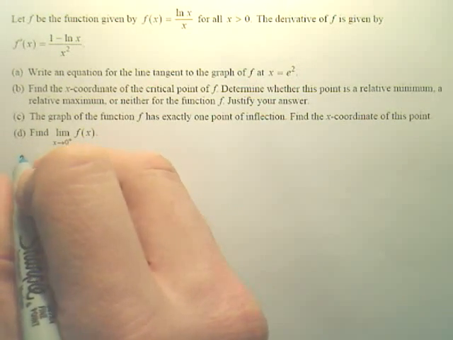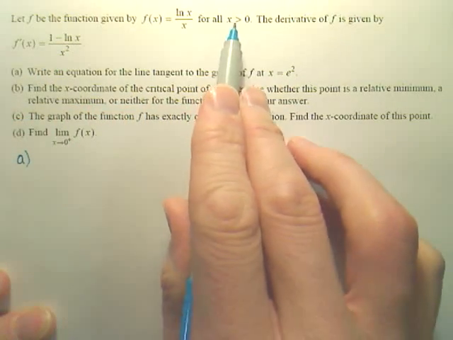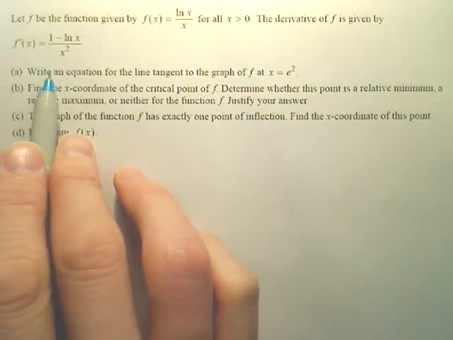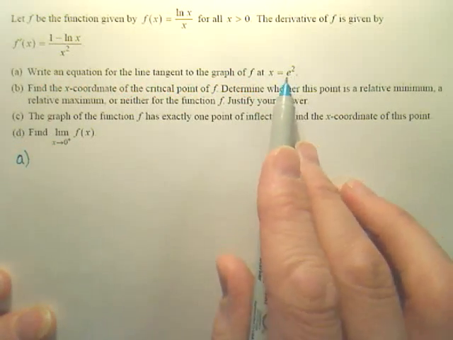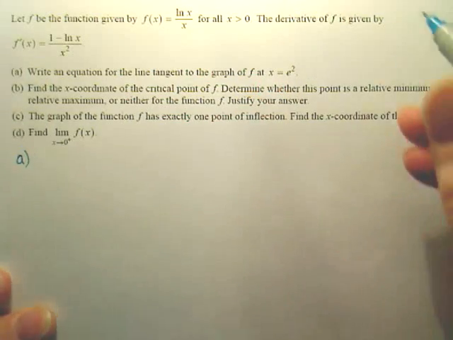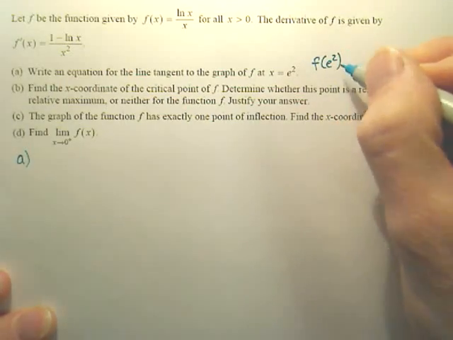For A, you have a function and its derivative. You cannot plug in anything negative or zero, hint the natural log. Write the equation of the line tangent. They give you the x value, so we need the y value. How do you find the y value? Well, you need to go f of that, that's how you get your y value.